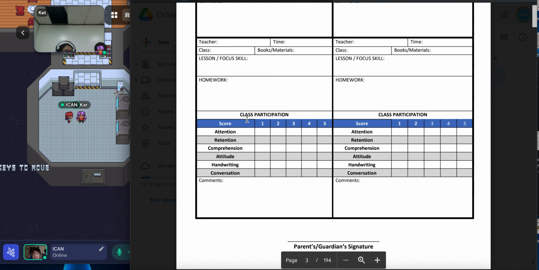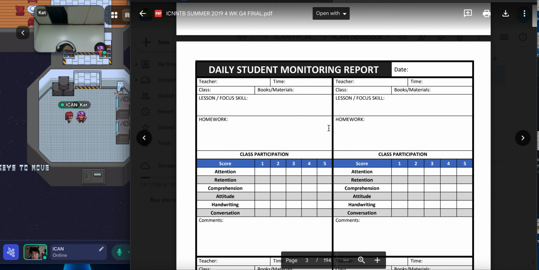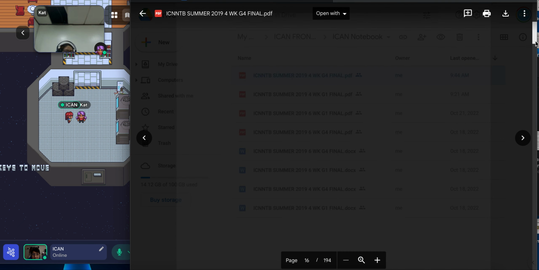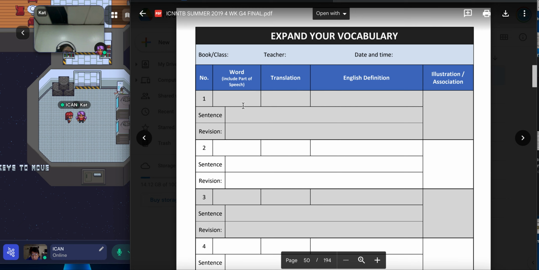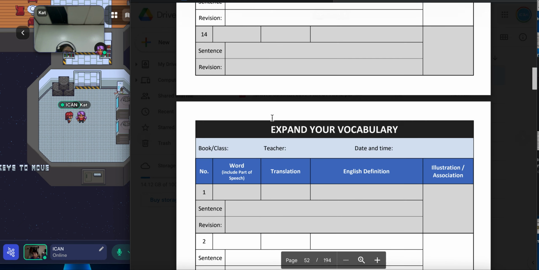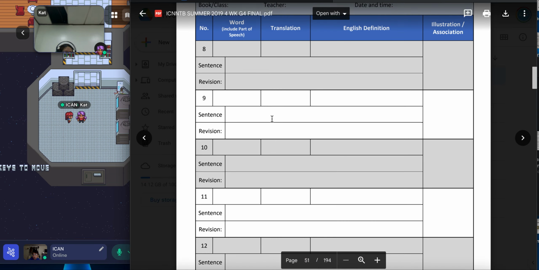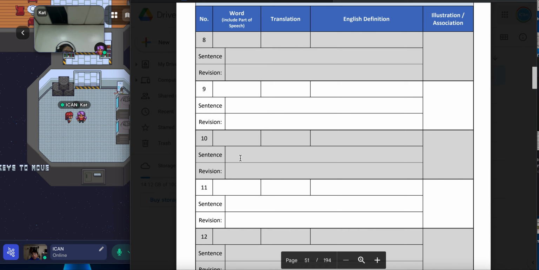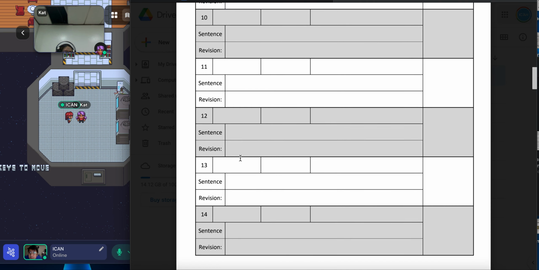Okay, so same naman for the monitoring. Nothing will change. It's just the same. The only difference is, ayan, dito siya maiiba. Because the vocabulary is longer. So we have 14. So instead of 7 lang ibibigay mo sa kanya, 14 yung isusulat mo everyday na words.